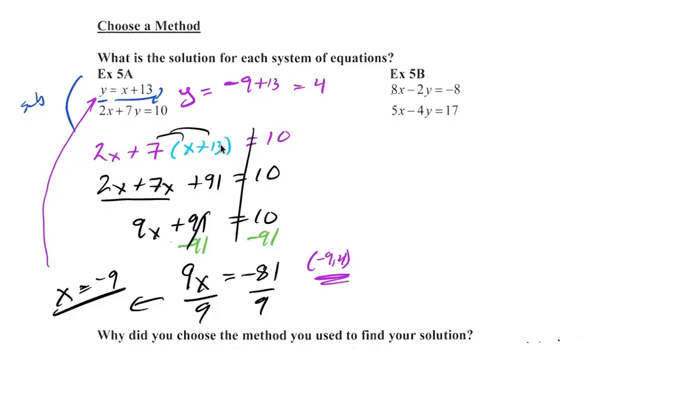X always comes first. Right, so that's the substitution method. And I did that because it had a variable by itself. The next one here, do we notice that they're both in standard form?